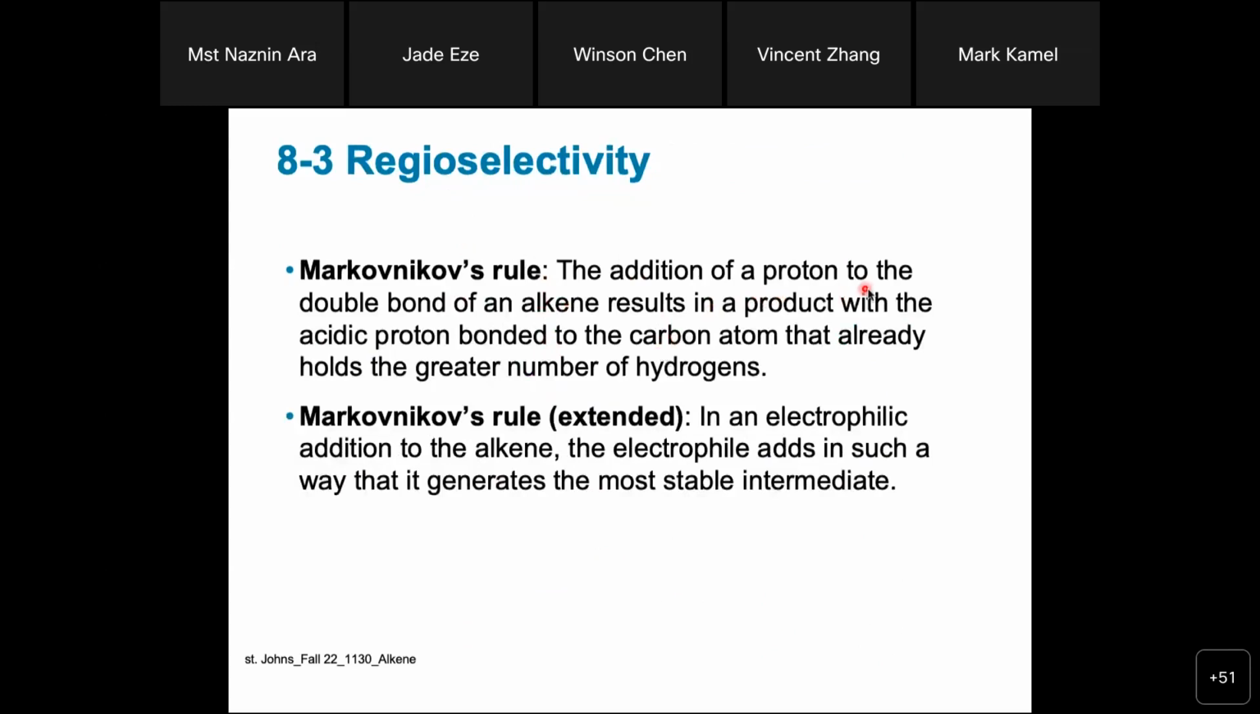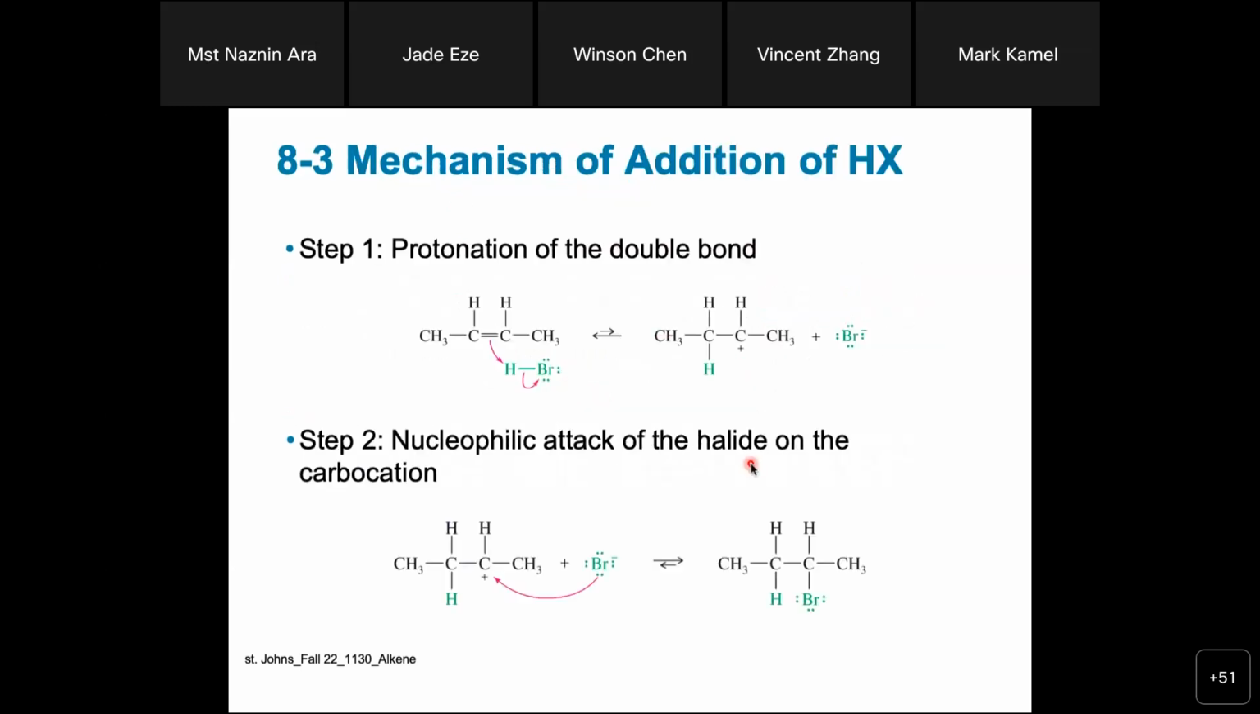The addition of a proton to the double bond of an alkene results in a product with the acidic proton bonded to the carbon atom that already holds the greater number of hydrogens. Now let's go back, I want to make it easy, the rules. The rule is actually, if you consider from both sides, it is the same.